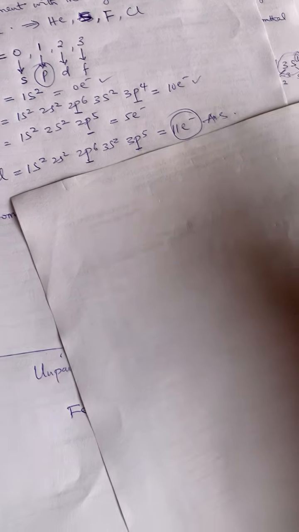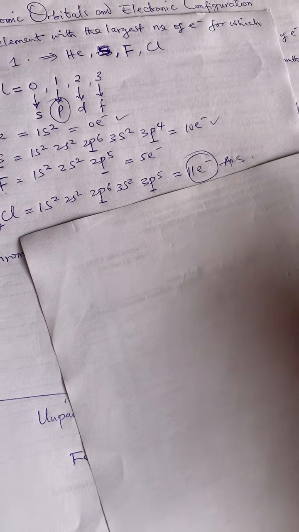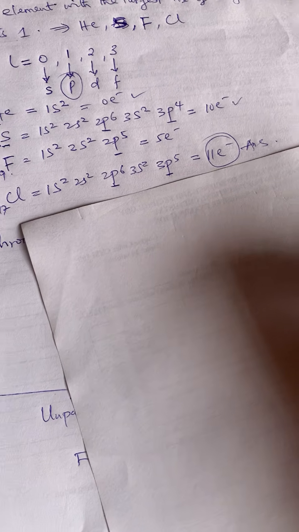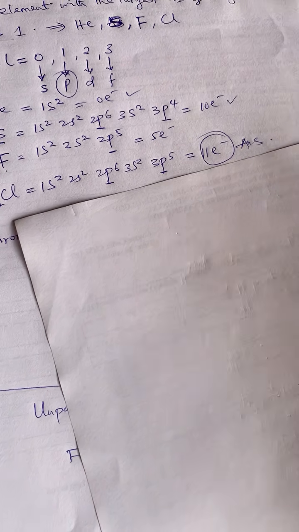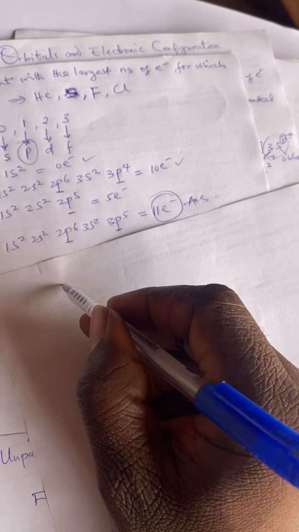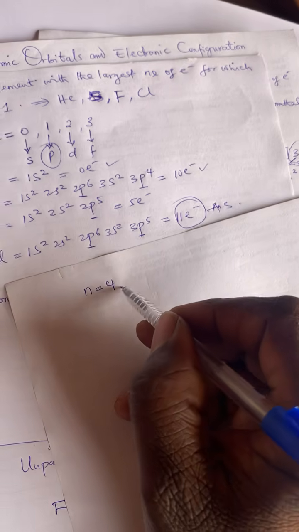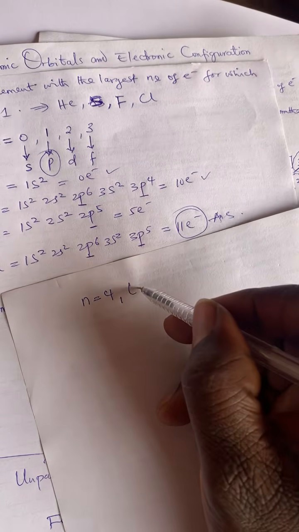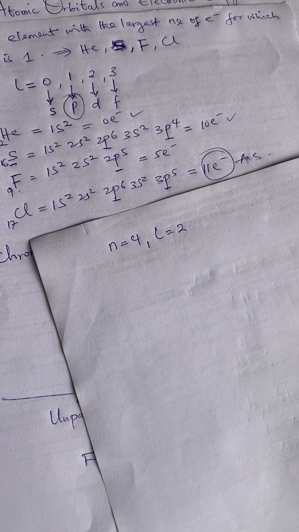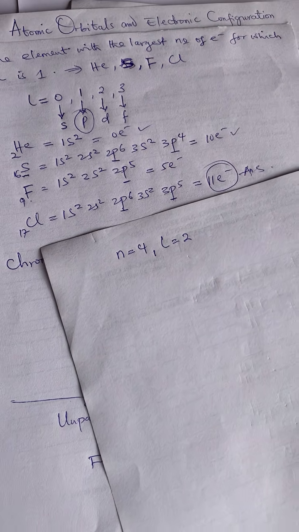Okay, now moving on, I can ask you a question. If I'm to test your understanding of this topic, I can ask you a question. Say an orbital has n value equal to 4 and L value equal to 2. What is this orbital? This is simple knowledge.